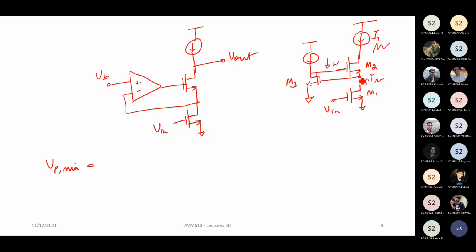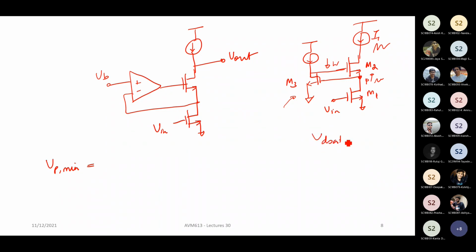What should be the minimum voltage of this VP? Sir, we take VDS, VD sat. Where is M0? So the lowest one, where we are, this is giving M1, no? Yes, sir, this is M1. Okay, correct. But then if you put VD sat here, do you think M3 will be active?